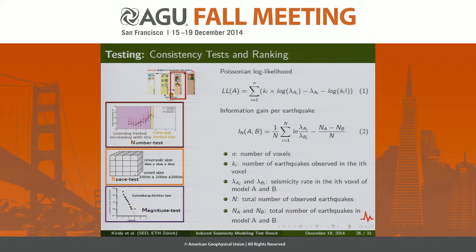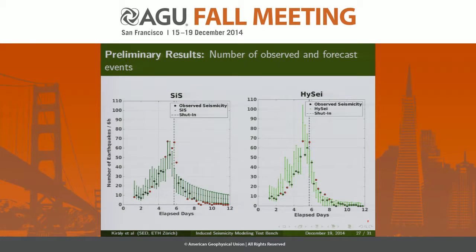In order to compare and rank the models with respect to a reference model, we use the so-called information gain per earthquake, which is actually a pairwise comparison of model A and model B. We take the voxels where earthquakes occurred, and we see which seismicity rate is higher; the winner is the model with the higher seismicity rate in the voxel, and then we take the mean. So I'd just like to show you some preliminary results.